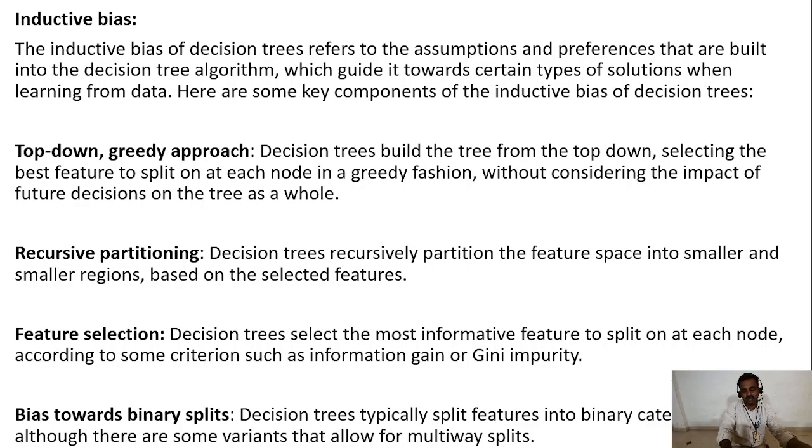What is recursive partitioning? A decision tree recursively partitions the feature space into smaller and smaller regions based on the selected features. So what is feature selection? A decision tree selects the most informative features to split on at each node according to some criterion, such as information gain or Gini impurity. Bias toward binary splits: decision trees typically split features into binary categories, although there are some variants that allow for multi-way splits.